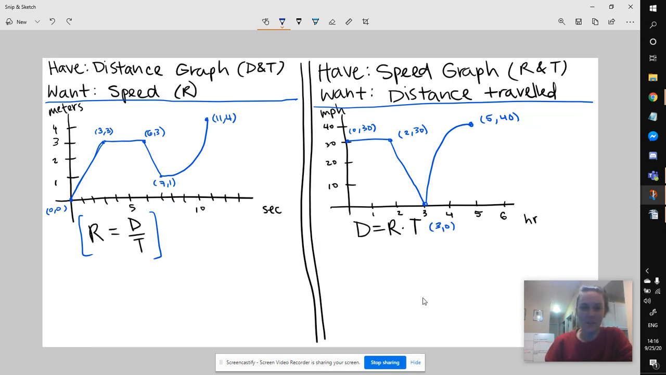I've got two scenarios here. One is where we have a distance graph and we want to get the speed from that graph. The other is where we have a speed graph and we want to get the distance from that graph. Let's go ahead and start with the distance graph scenario.